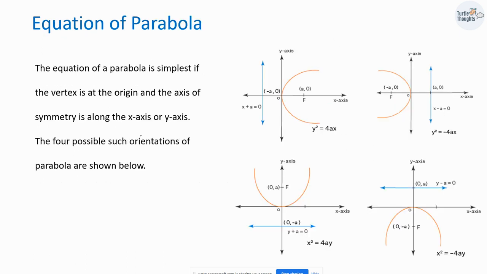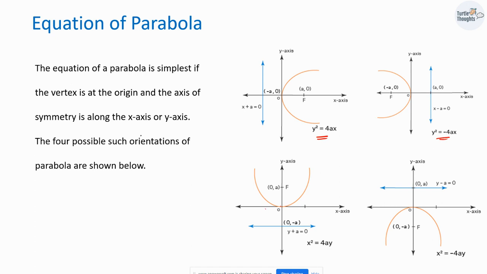Next, we have the equation of parabola. The equation of parabola is simplest if the vertex is at the origin and the axis of symmetry is along the x-axis or y-axis. There are four possible orientations which I have shown here. If the parabola's axis is along the x-axis and it opens towards the right, the equation is going to be y square is equal to 4ax. Similarly, if it opens towards the left, it is going to be y square is equal to minus 4ax.